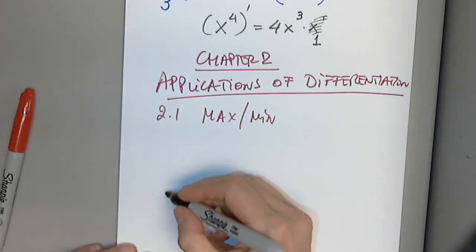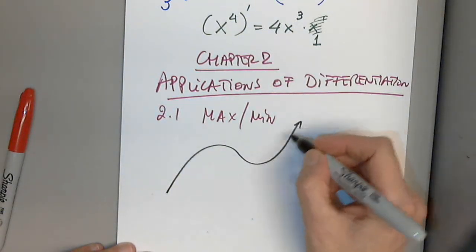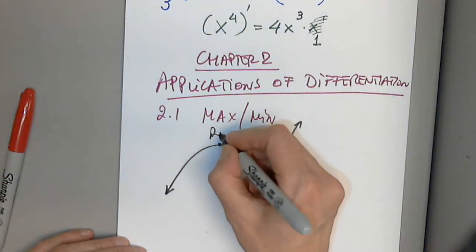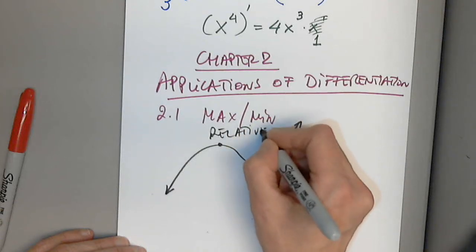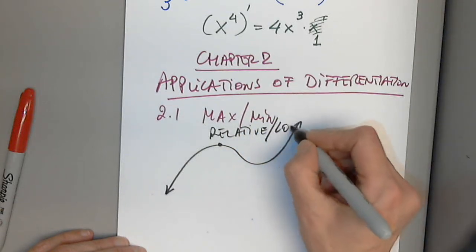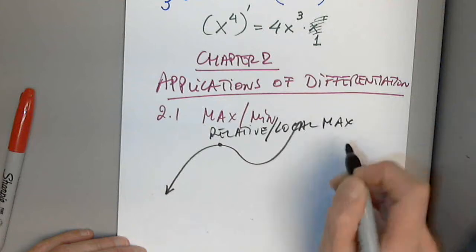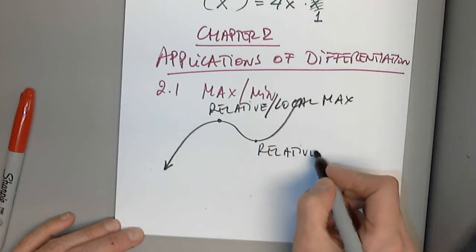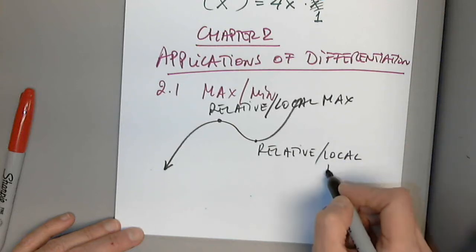Okay, so let's take a look at this function. What we know from algebra is that it has in here somewhere a relative max, and in here somewhere a relative min. Would you agree? So this must be a relative max, in some books it's called local max. And this is definitely a relative or local min.